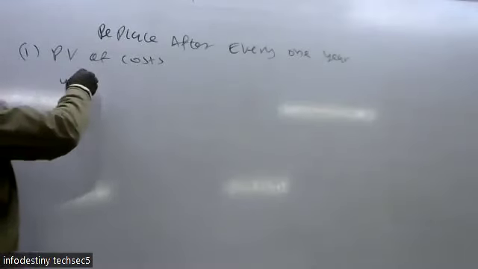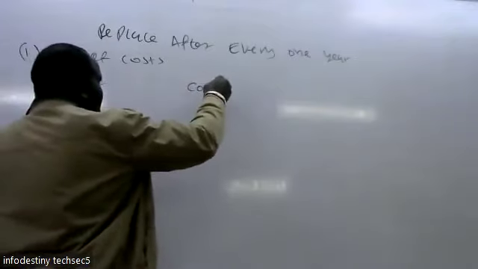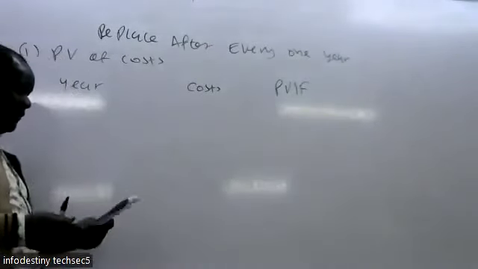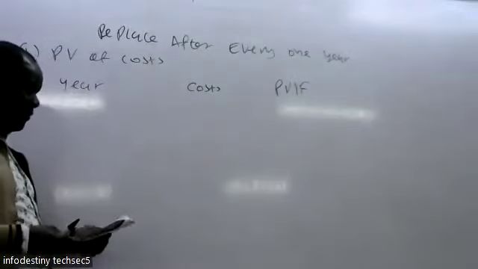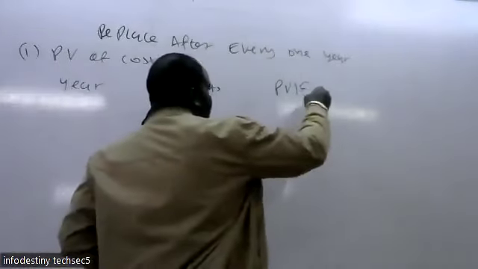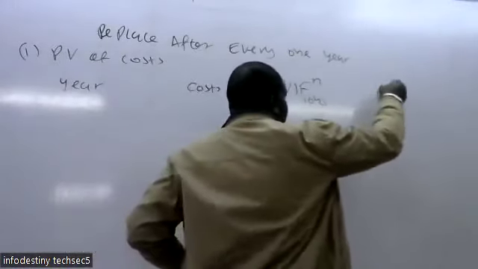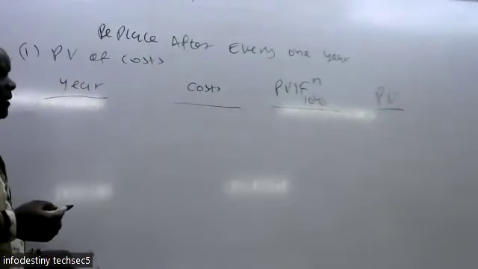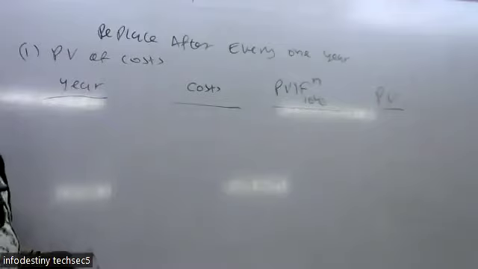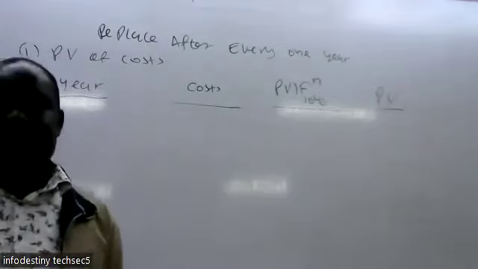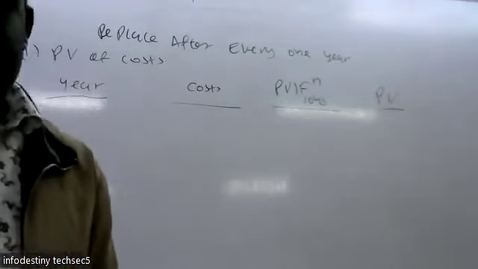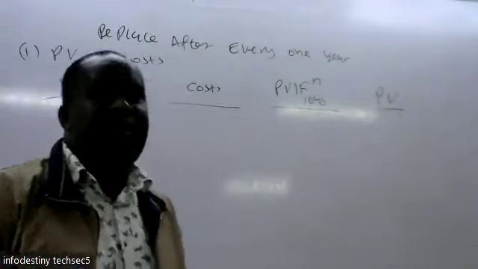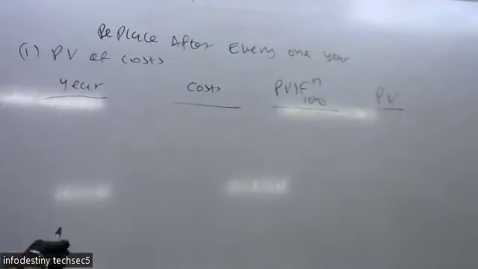So there will be the year, costs, and present value interest factor. The company's cost of capital was given as 10%, so it will be 10% for each year, so that we get the present value. When we are on the cost perspective, we start with year zero, because we are looking at the total costs. Year zero is the initial investment, which is normally incurred in year zero.